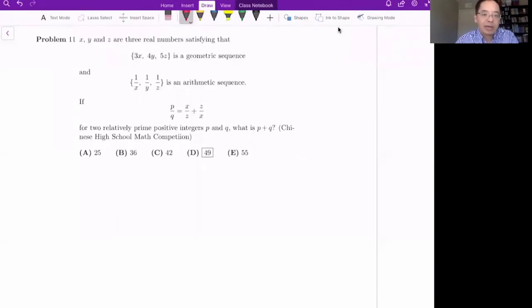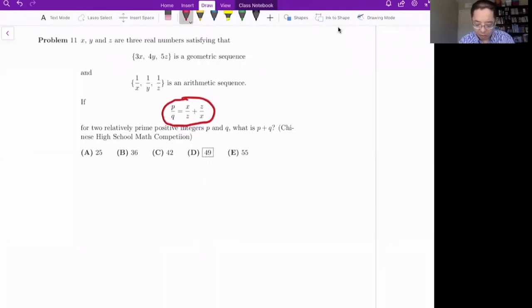Next, let's do problem number 11. Here we have 3 numbers x, y, z. The first condition says 3x, 4y, 5z is a geometric sequence. The second one says if they are reciprocals, it's an arithmetic sequence. And what we want to find is x over z plus z over x.